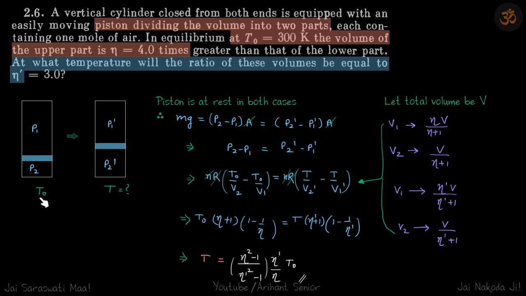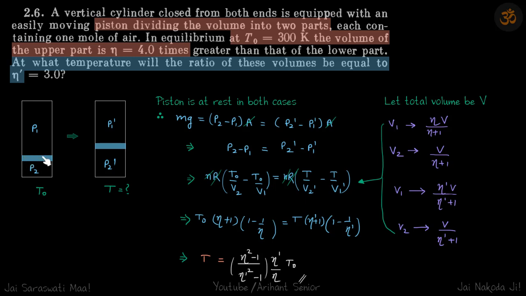So it's given that at equilibrium temperature the ratio of these volumes is eta. Now it is asked at what temperature will the ratio of these volumes be equal to eta dash. So let's say at some temperature T, the piston moves, and now the ratio of the volumes is eta dash. So we need to find what is T.